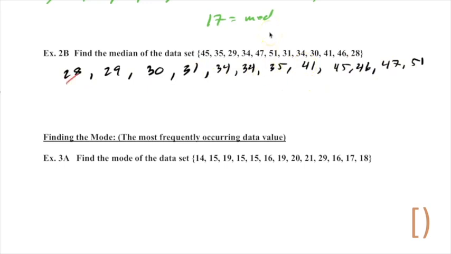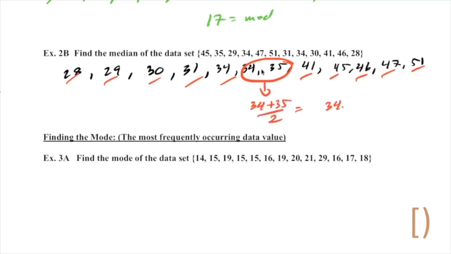If we do the same, that one cancels out with this one, and that one with this one, and so on. If I cancel these two at a time, there's no middle here. We have 2 in the middle. When that happens, you're going to take the average of them. 34 plus 35 divided by 2 gets you 34.5. That's my median. If it's an even number of data, the median is always going to be the average of the middle 2 values.